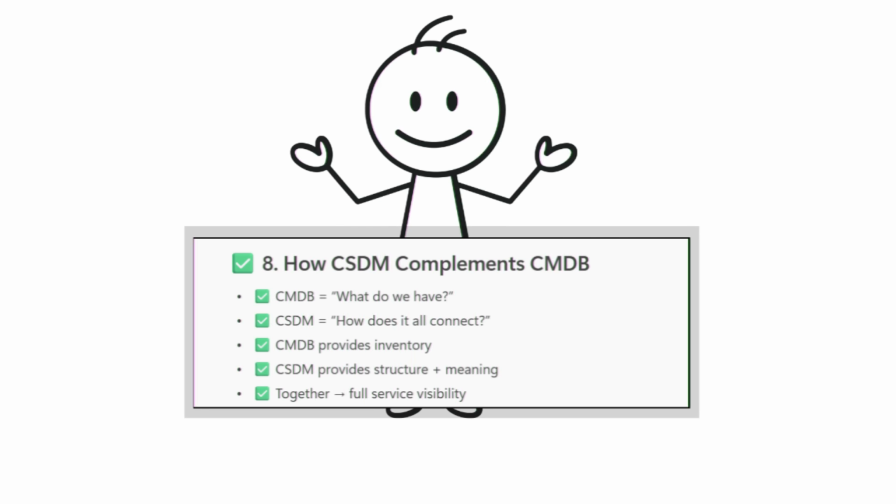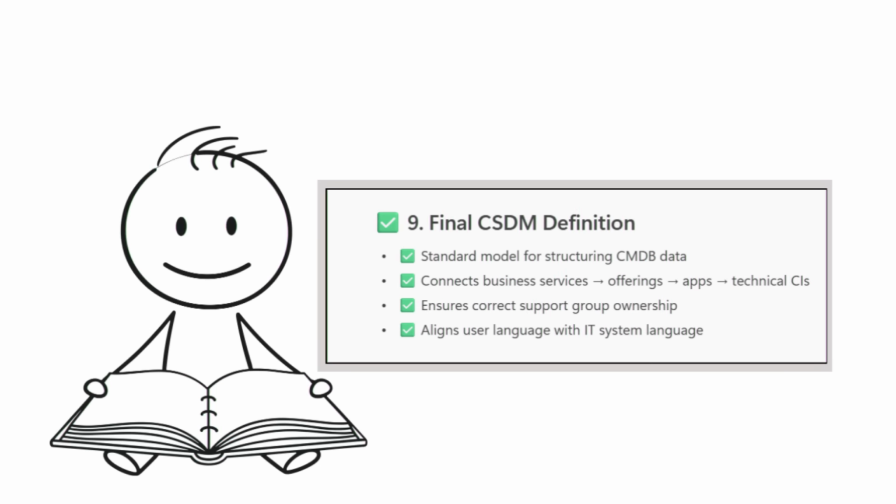Okay. So in simple words, we can say that CMDB tells you what you have and CSDM tells you how it all connects to deliver a service. Because of CSDM, the CMDB becomes more useful, more meaningful, more relatable, not just a list of assets. So now I think most of the things are clear to you. You understand the basics of CSDM, what is the use, what is the advantage.